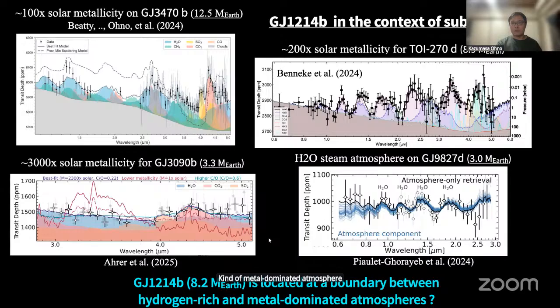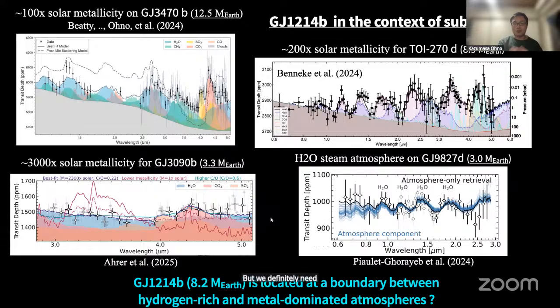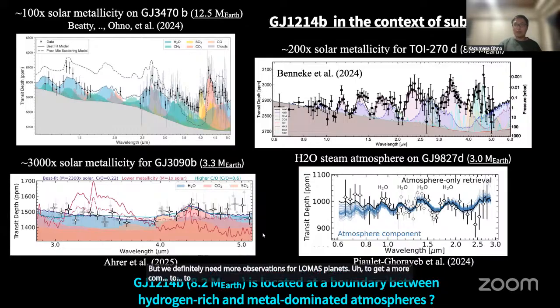So GJ1214b might be located at the boundary between such hydrogen rich atmospheres and metal dominated atmospheres. But we definitely need more observations of low mass planets to draw a more compelling view regarding the atmospheric trends.